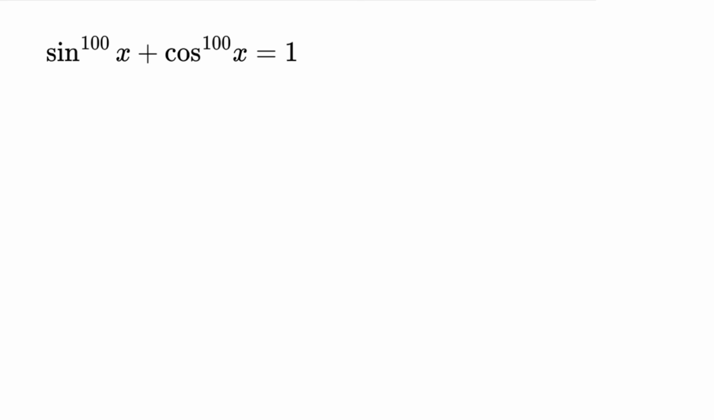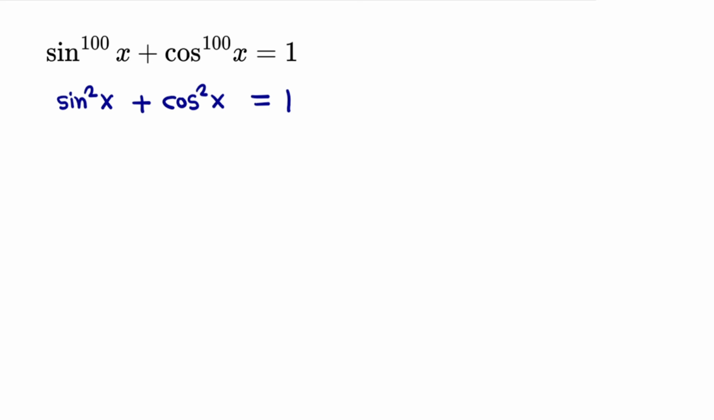Now, you might be tempted to attack this with brute force algebra, but that quickly becomes a mess. Instead of expanding huge powers, we're going to solve the entire problem using a simple inequality. Let's begin with a famous identity that every trigonometry student knows. Sine squared of x plus cosine squared of x is always equal to 1. The question is, how can we connect that identity to our equation?